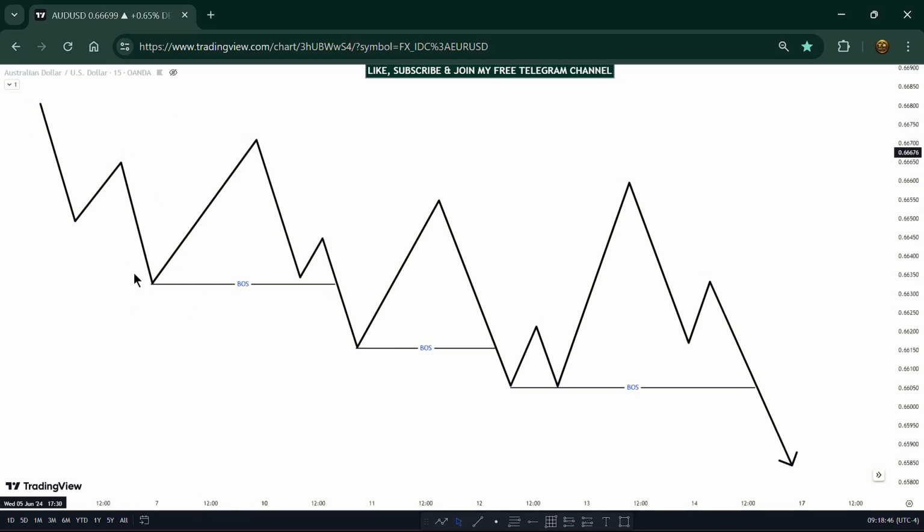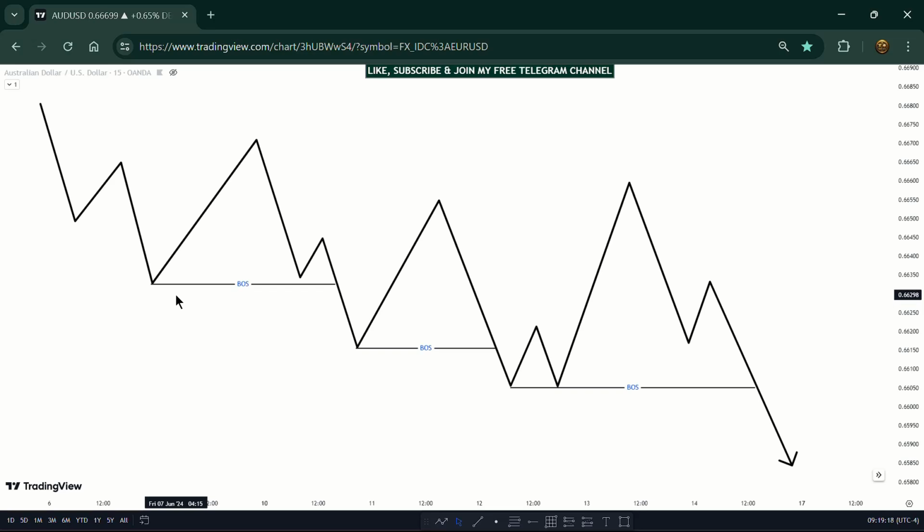So for me, I map my structure on the 15-minute time frame. The two bias that I use are the 4-hour and the daily. Those are the two higher time frames that I use for my bias. You can't really know what is happening if you are just looking at the 15-minute time frame. It's very hard for you.